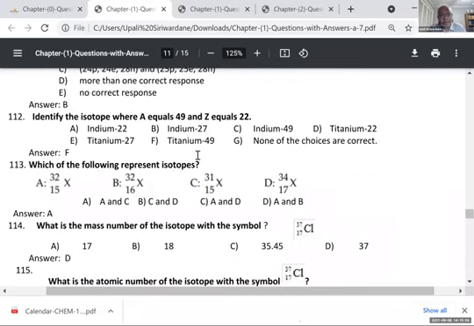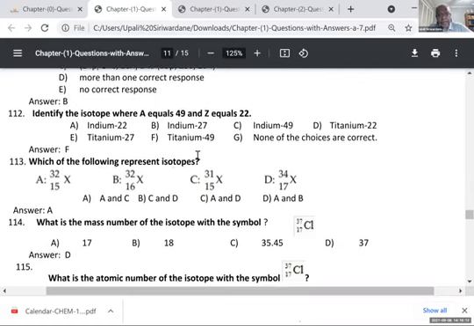Number 113. Which of the following represent isotopes? Isotopes have to have the same atomic number. In here, 15 is the only one, carbon, and C and A is the answer, A and C. Mass number could be different for isotopes.